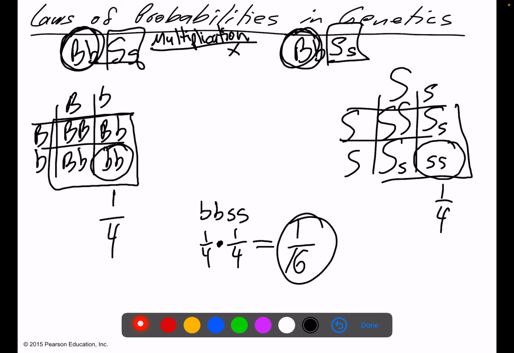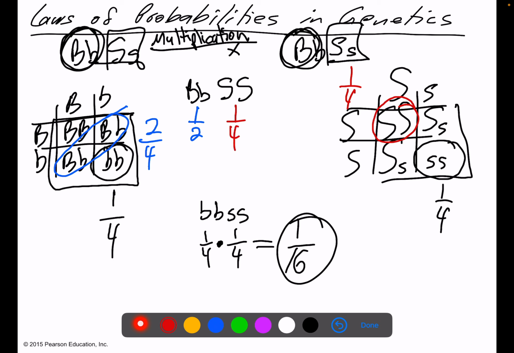What if the question had been, what are the chances of getting big B, little b, and big S, big S? Okay, here's big B, little b. It looks like there's 2 out of 4. Isn't that 1/2? And what about on the other side for the S's? Looks like there's 1. That's 1 out of 4. So I put a 1/4 right there. And I multiply. 1 times 1 is 1. 2 times 4 is 8.